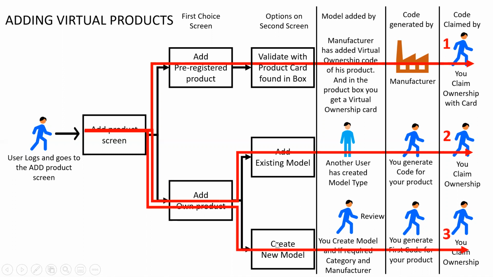And then this is the third, which we'll see in the next video, and it is creating your own model, and if required, a category and a manufacturer also for creating the model. So we are going to look at process 2 today in this video. It is this process we are going to look at.